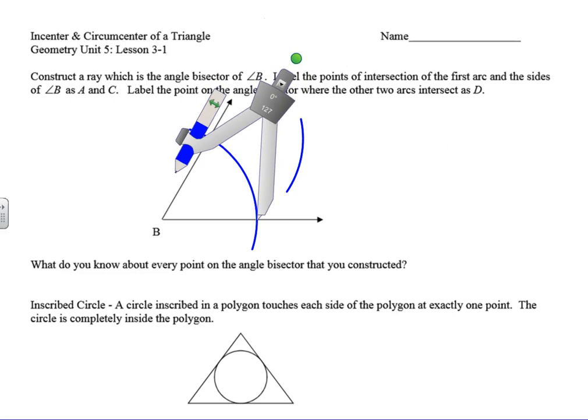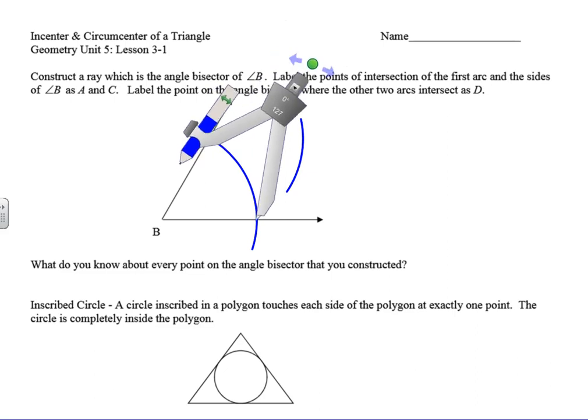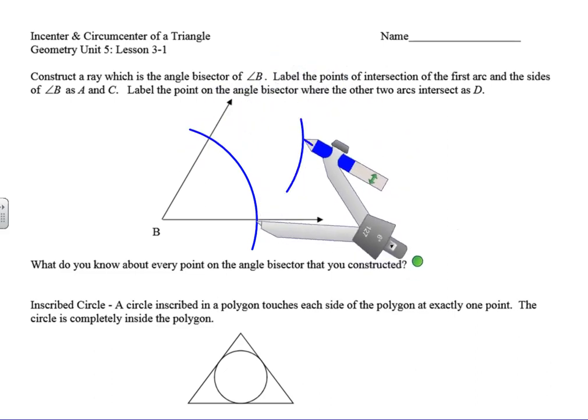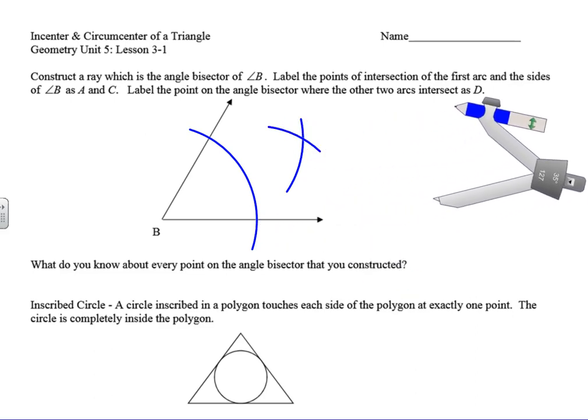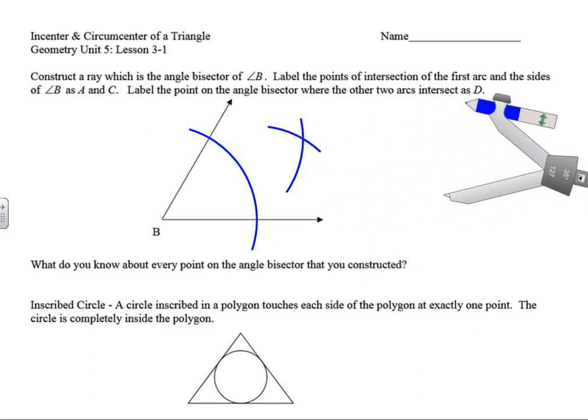And we're going to come down here, put our compass point at that intersection. Okay, make that final piece here, and it says label these points A and C, and then label the point on the angle bisector D. So let's get our straight edge here and go through here, and we're going to label this one, call this point D.